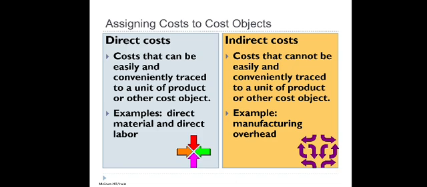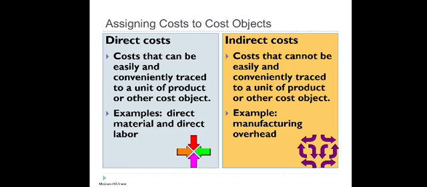If a question asks you to calculate direct cost for this product, the answer is direct material cost plus direct labor cost. Direct costs are costs that can be easily and conveniently traced to a unit of product. When you see a product, you can see directly what the direct material is, and also you can calculate very easily the direct labor cost. So that's why direct material and direct labor are called direct costs.